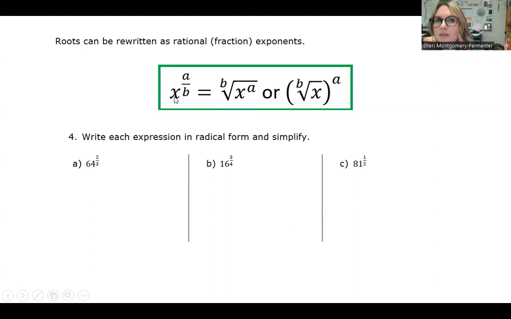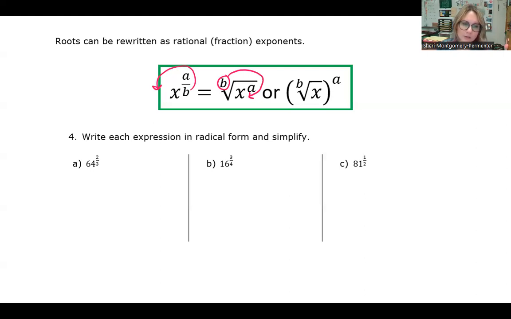So if you have something to the fraction exponent, if you rewrite it as a radical, the top of the fraction stays, but the bottom gets rewritten as the index. So here's how I remember this. What is in the bottom? It gets rewritten out into the front. So when you rewrite it as a radical, it becomes the index. Or if it's the index, it gets rewritten underneath. So that's how I remember. I draw a little semicircle to tell me where it goes.